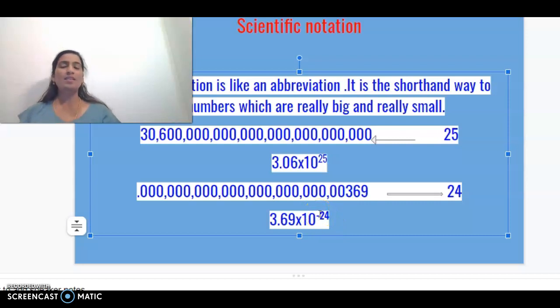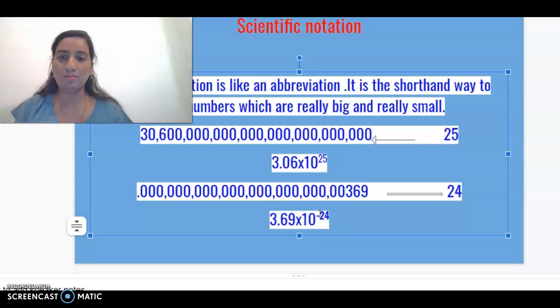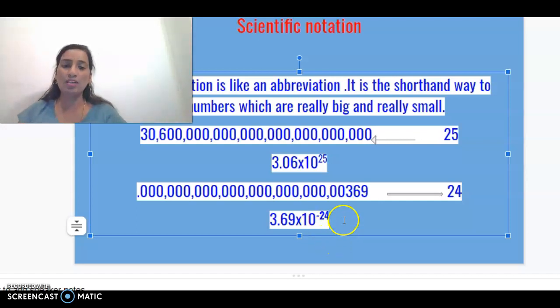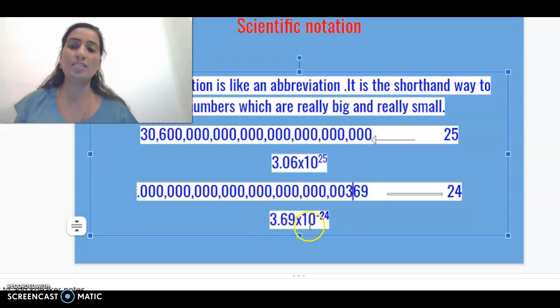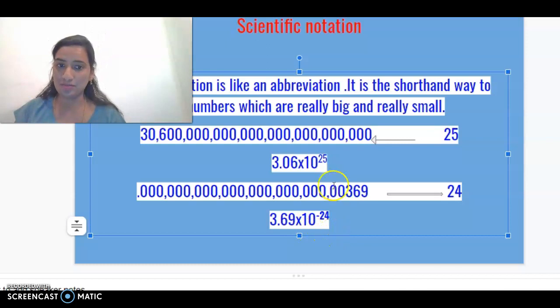Why is it minus? Because it is an extremely small number. For a small number, we have to shift the decimal from left hand side to right hand side, and the power will be a negative value. So we can express this very small number as 3.69 into 10 raised to minus 24. If you were asked to add these two numbers, it was really a tough job. Now it's easy for us to do numerical calculations for these two numbers.